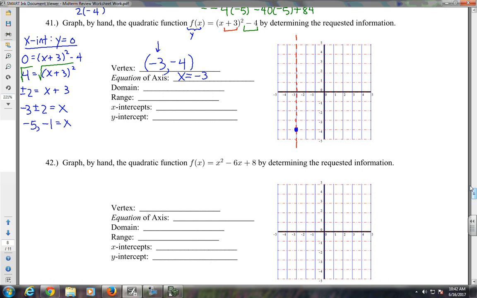That's not an ordered pair. Those are two distinct x values of two different points. Let's be official and express these as ordered pairs. Remember, we set y equal to 0. So one x-intercept is (negative 5, 0). The other is (negative 1, 0). If I plot these on my graph, notice they are equidistant from that axis of symmetry. 2 units on this side, 2 units on this side.